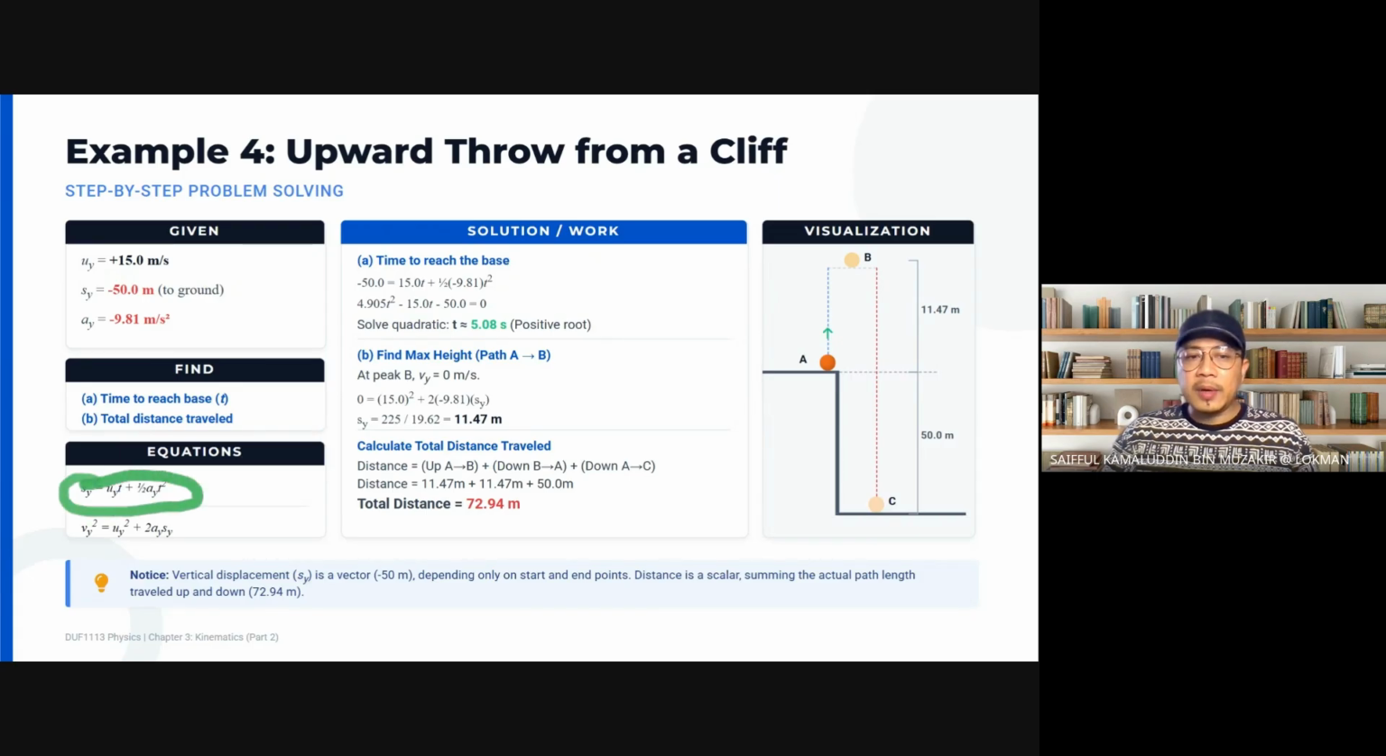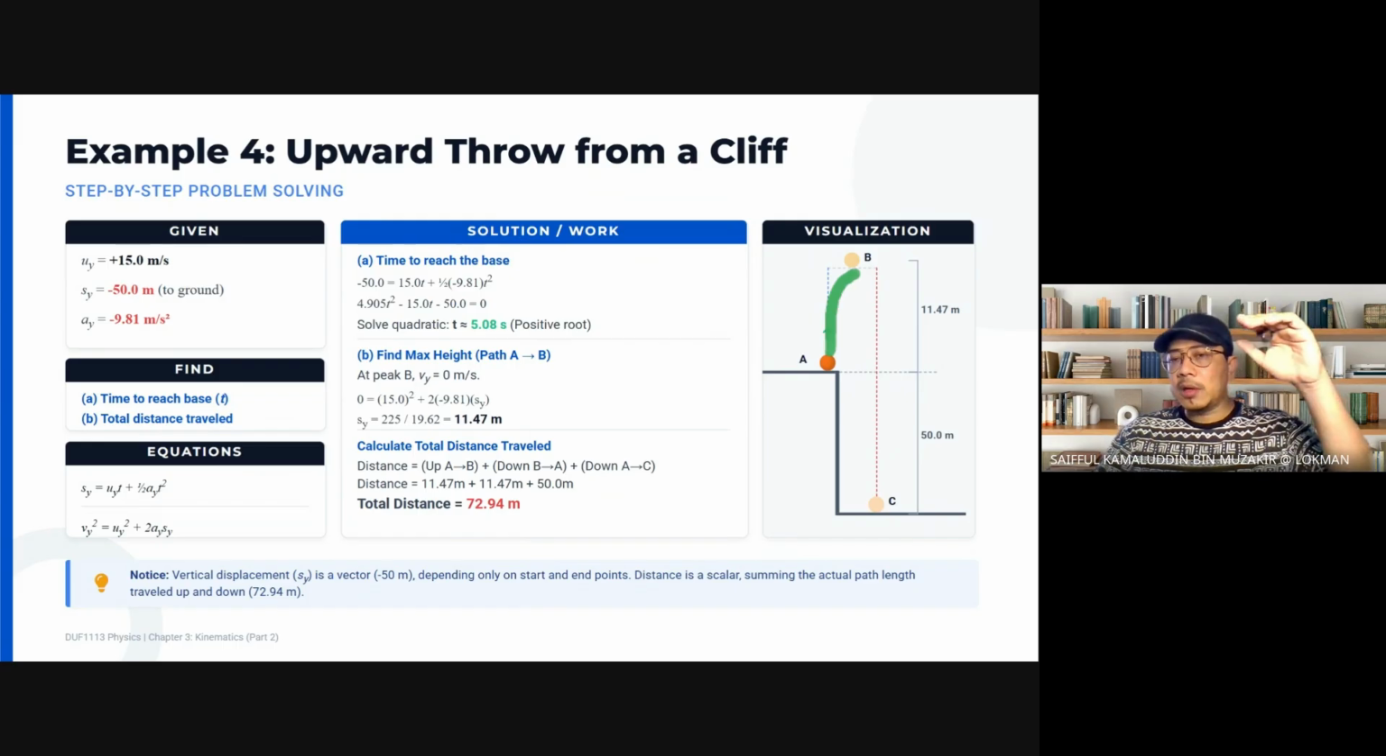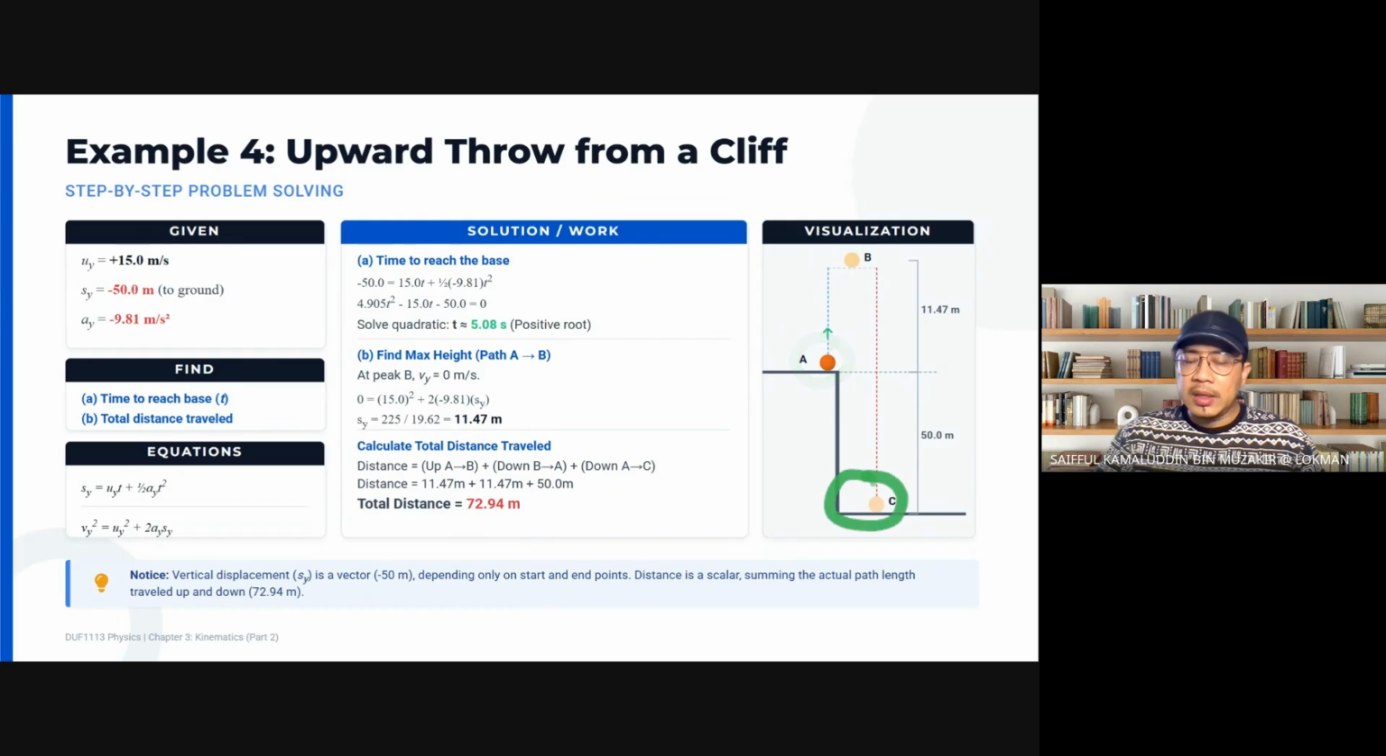Okay, so our sy is the displacement. So for our ball, for example, we throw the ball upward, reach the pinnacle top, where at the pinnacle top the vy equals 0 because it stops for a while and it goes down back again. So it goes way back down to the bottom of the cliff. So this is our initial position. This is our final position, and our sy or displacement is the shortest distance between the initial position to the final position, and it is going downward. So our sy will be negative. Right?